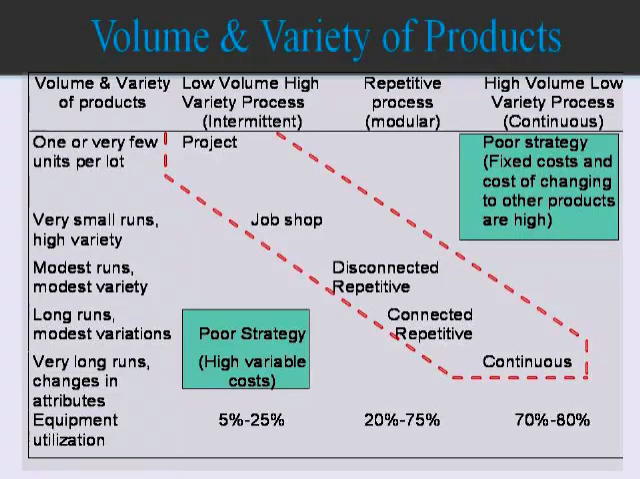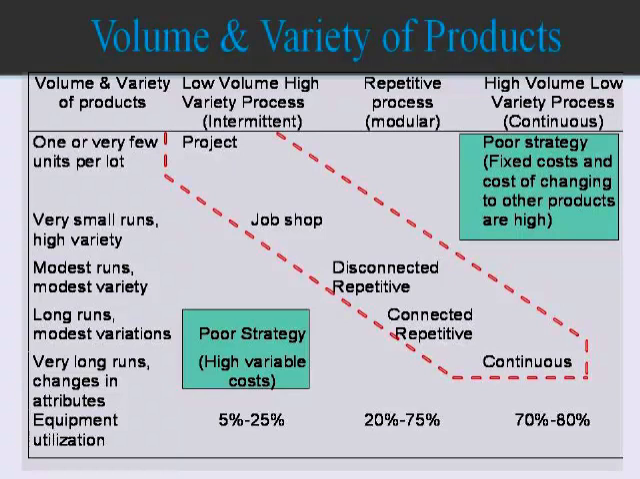Here, with one or very few units per lot, we call that a low volume, high variety process. Very high variation costs result from that. And the flexibility is very high, but the production volume is very less. If you categorize volume versus flexibility, we have the continuous systems where the production volume is very high and production flexibility is less. On the other hand, we have very low volume and high variety production systems.